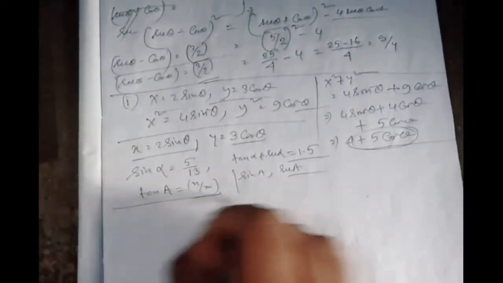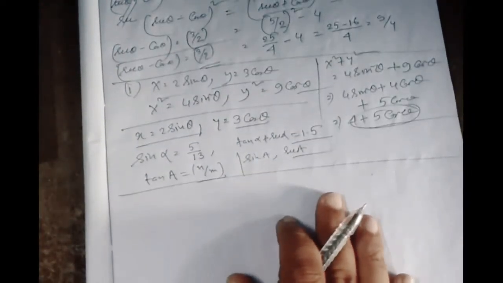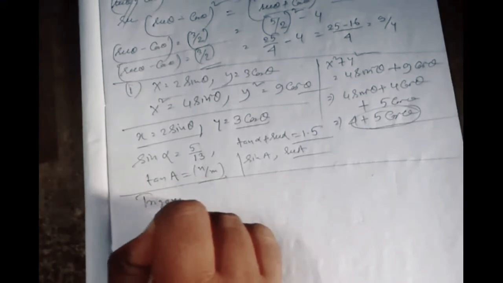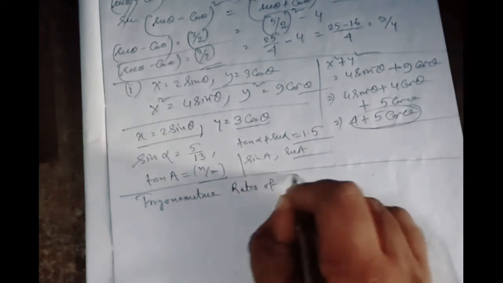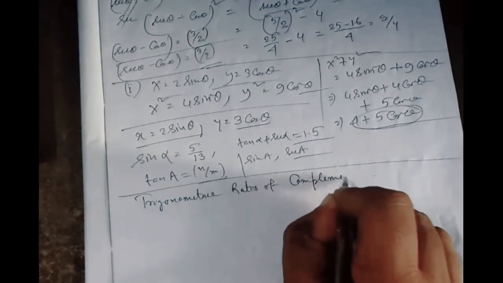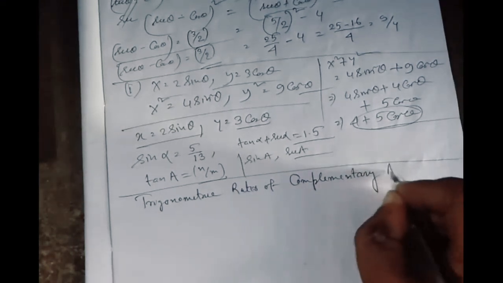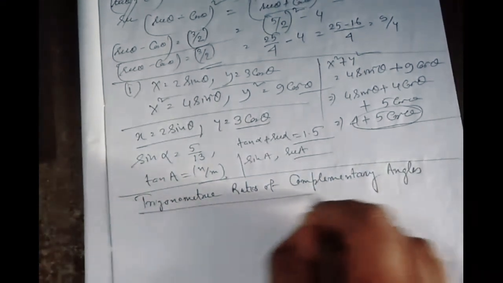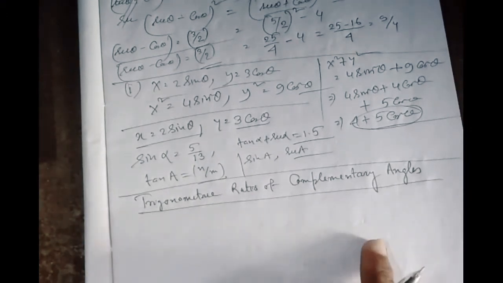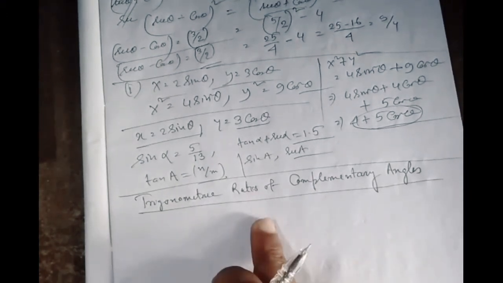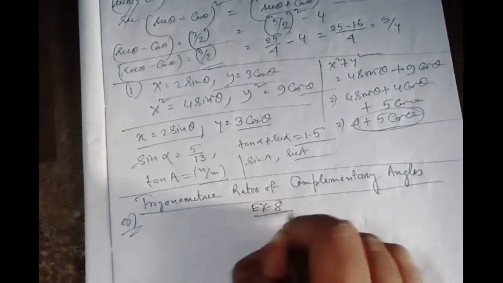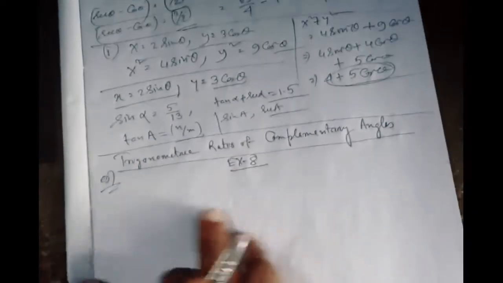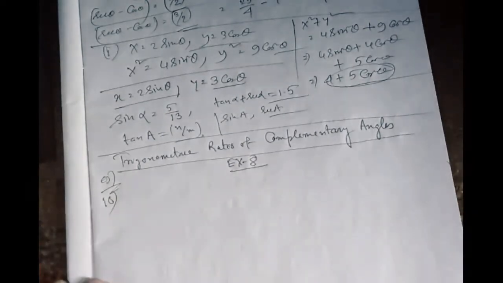Okay, so let's start exercise 8. The chapter name is trigonometric ratios of complementary angles. Up to question number 9 we have solved. Today we will start from question number 10. What is given in question number 10?